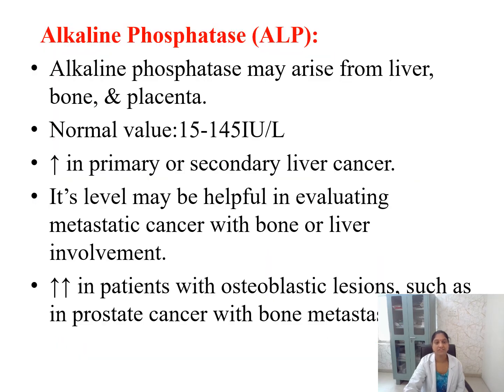Alkaline phosphatase arises from the liver, bone, and placenta. Its normal value is 15 to 145 international units per liter. ALP levels are raised in primary and secondary liver cancers. Its level is helpful in evaluating metastatic cancer with bone or liver involvement. Its level is increased in patients with osteoblastic lesions, like prostate cancer with bone metastasis.